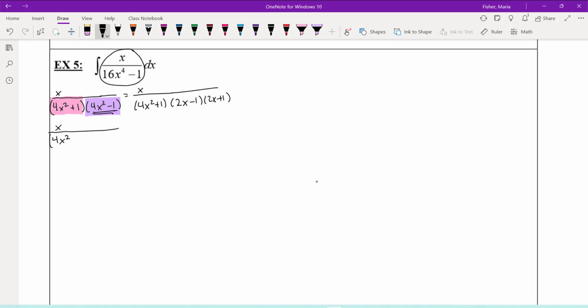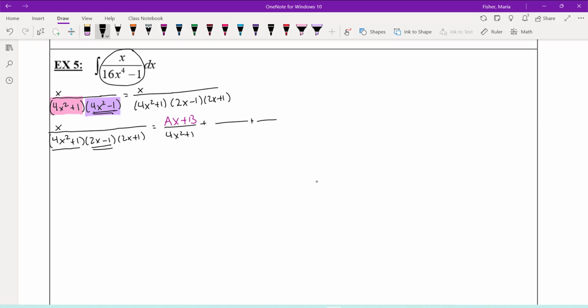I'm just going to bring those terms down first and then set it up. I have 3 separate denominators. I have 4x squared plus 1. Well, 4x squared plus 1 is an irreducible quadratic. Over an irreducible quadratic, I'm going to write a linear, so I will write ax plus b.